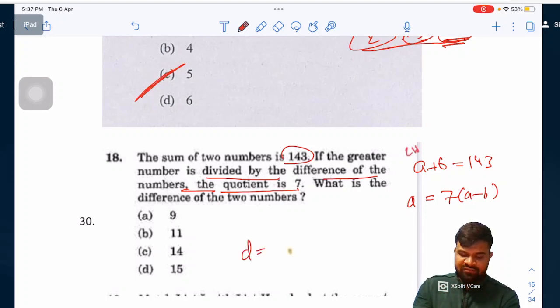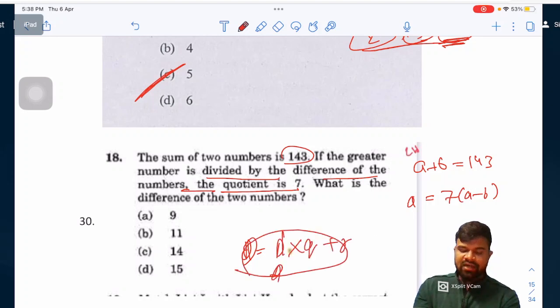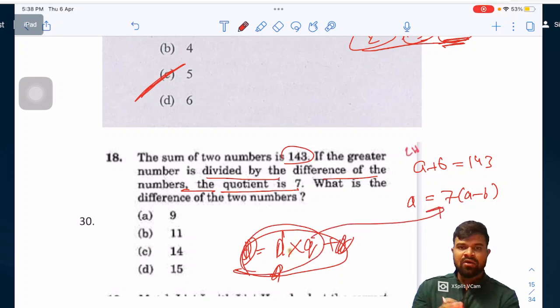And we know that dividend is equal to divisor into quotient plus remainder, and there is no remainder. The number is divisible, so remainder is equal to 0. On the basis of this, we have written this. What is the difference of the two numbers? Now we have to find the difference of the two numbers. Now in this case, from this equation, we know that 6a is equal to 7b.